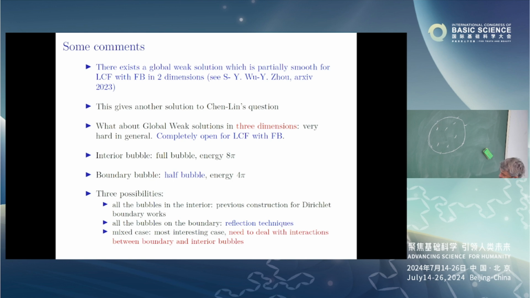So with this model, I proved with Yifu and one of my graduate students, Yantao Wu, that the elliptic software with free boundary in 2 dimensions admits indeed global solutions which are partially smooth.